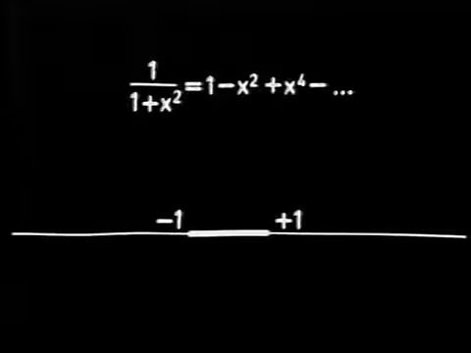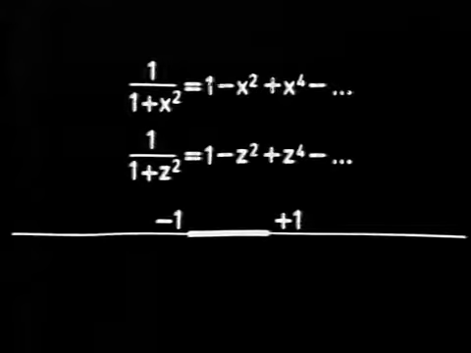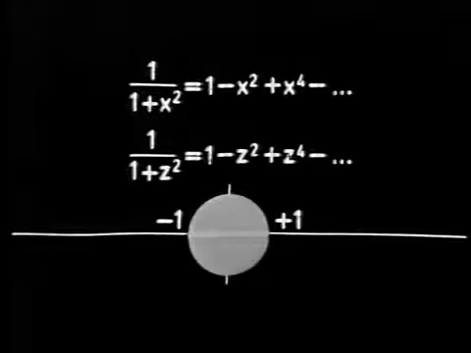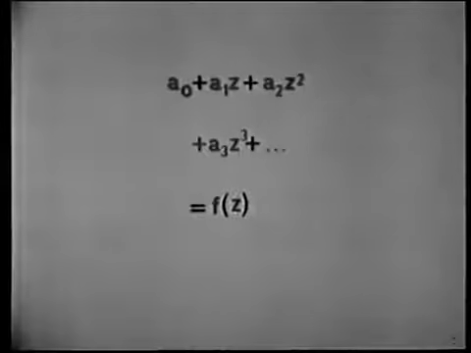But if we allow complex numbers and look at 1 over 1 plus z squared, we get this power series just by replacing x with z, and this series converges on a disk. So now we know the kind of sets that power series converge on. They converge on disks.